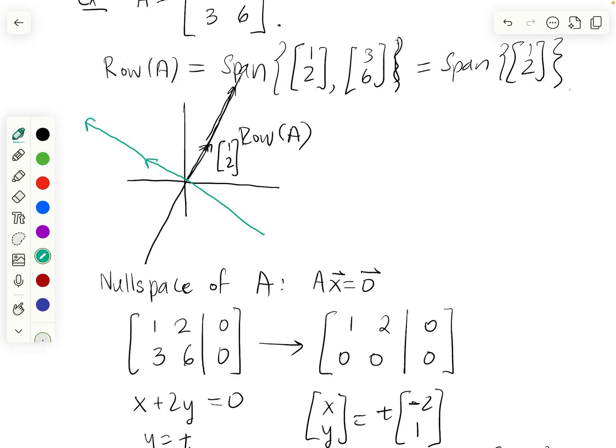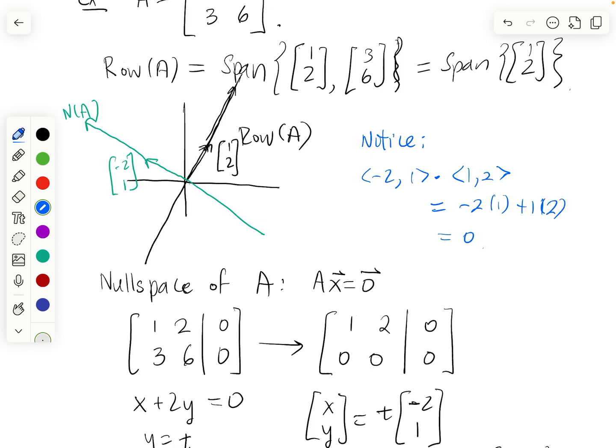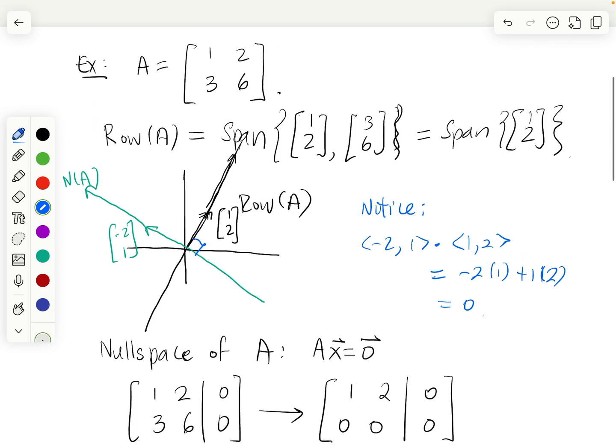So negative 2, 1. Now notice, this is the null space of A, this line. So notice that this vector, negative 2, 1, is orthogonal to 1, 2, because this is negative 2 times 1 plus 1 times 2, which is 0. Okay, so the null space and row space of this particular matrix A, they're both lines, and they're perpendicular lines.